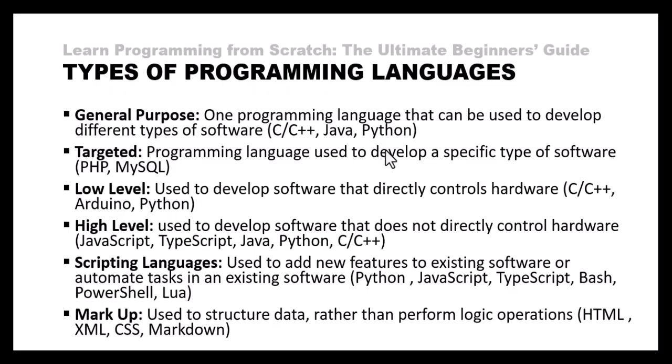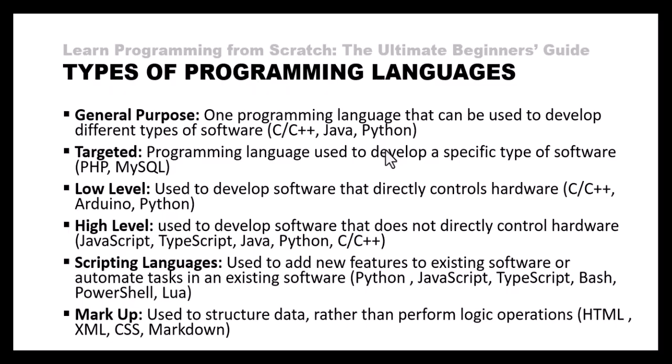What a markup programming language is, is just a programming language that is used to structure data. So in most cases, they cannot perform logic operations. Okay, they cannot perform strong checks or implement reasoning or intelligence in a computer program. They just structure information. Some of the examples are HTML, XML, CSS, and Markdown. Okay, so these are the categories of programming languages that you should be aware of.